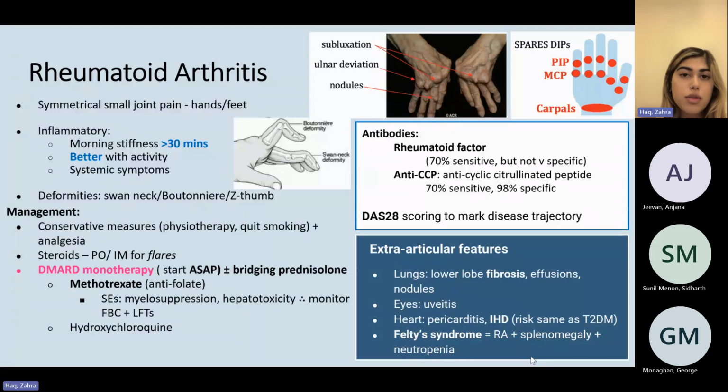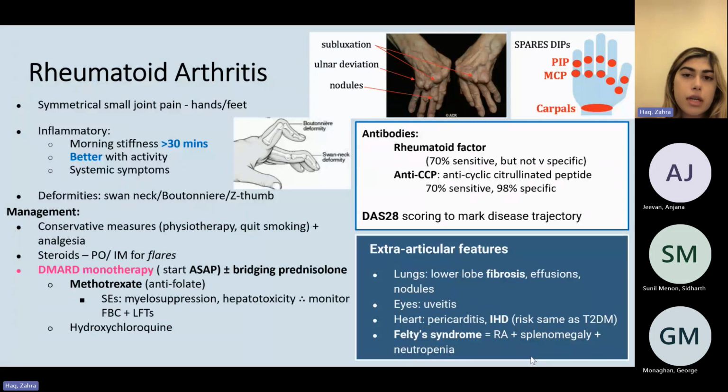And the most common DMARD you're going to hear about a lot is methotrexate, which is an antifolate agent. However, it's very important to be aware of the side effects of methotrexate, and it is an antifolate, so we need to give folic acid alongside methotrexate. And it's very important that a patient adheres to their dosage regimen and their folic acid regimen, just because the side effects are so severe. And the most dangerous one is myelosuppression, because this is blunting the body's immune system, and it can leave a patient very vulnerable to infections.